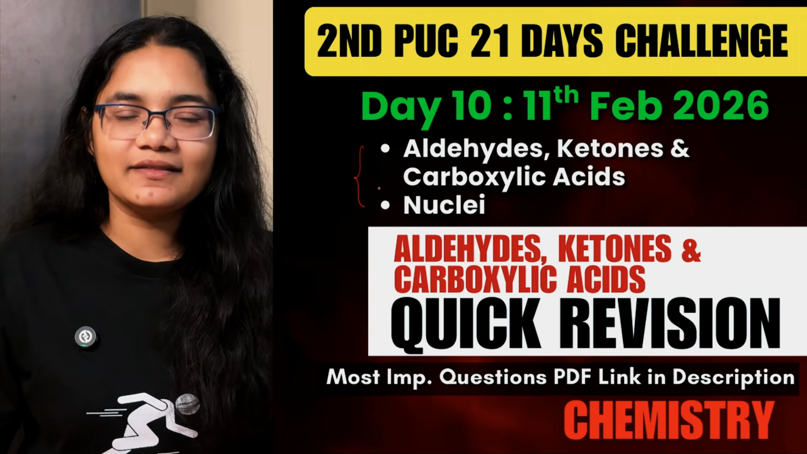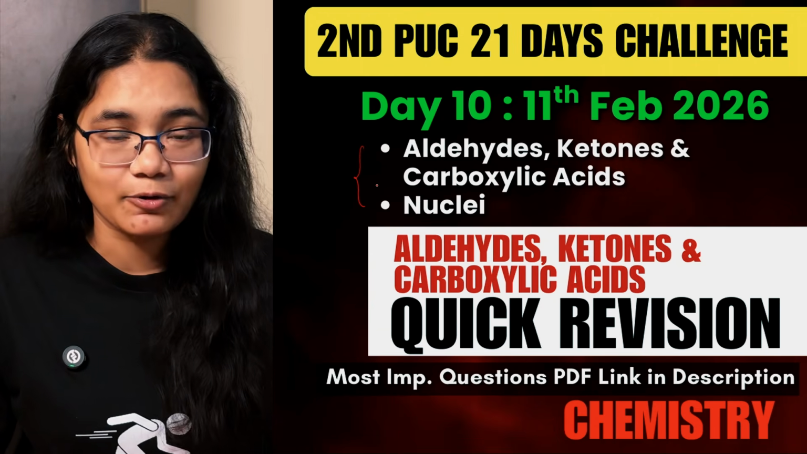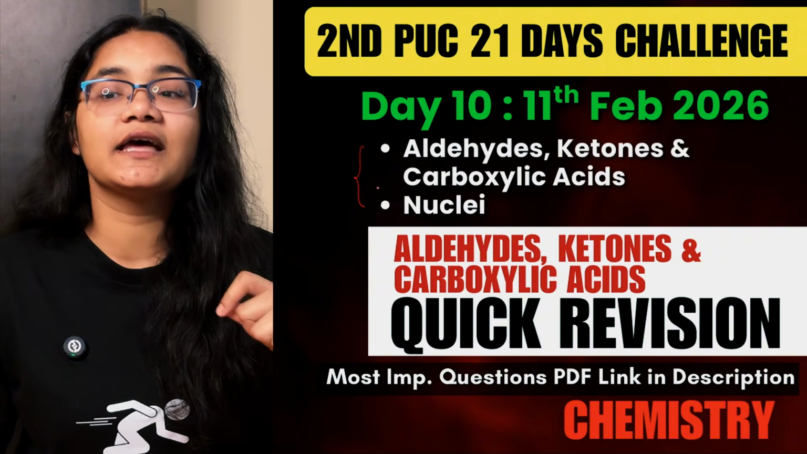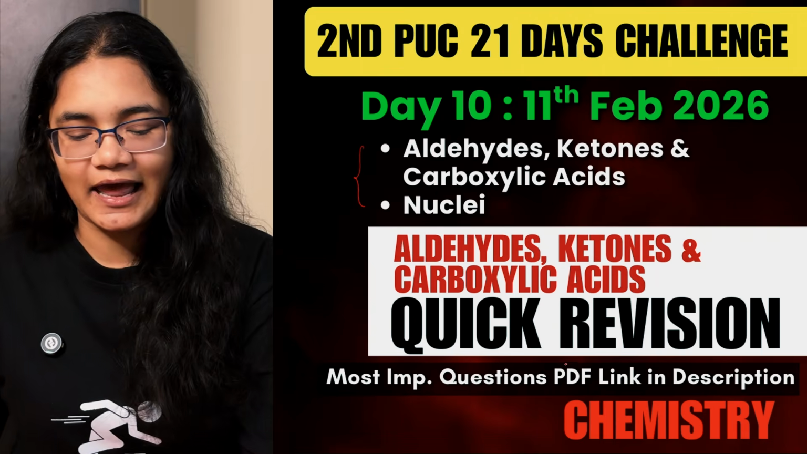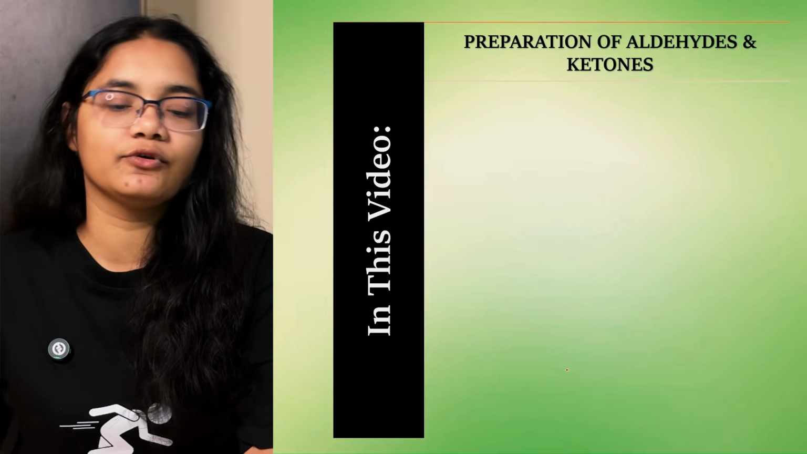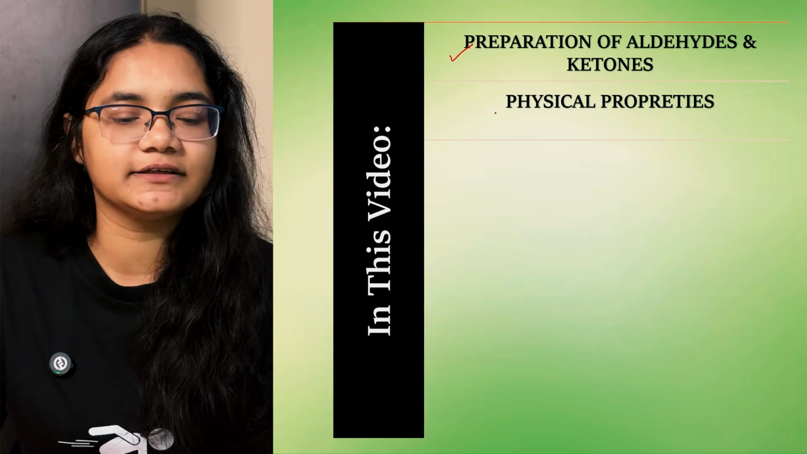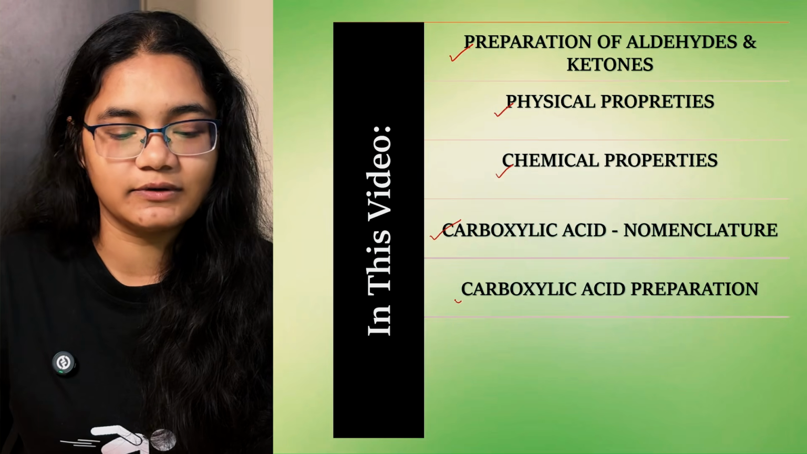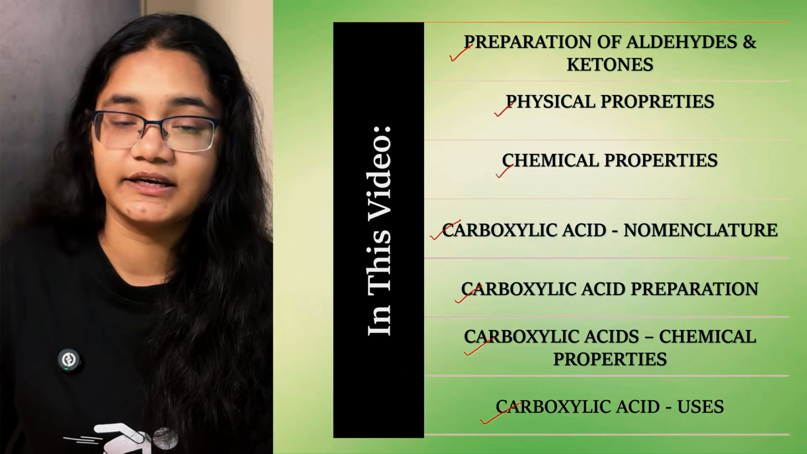any cost. Now in this video, we will be doing a quick revision of the chapter aldehydes, ketones and carboxylic acid, and we'll see what the important points, important reactions, important mechanisms are in this particular chapter. Okay, so let's get started, and first let's understand what we have to cover in today's chapter. First we will do the preparation of aldehydes and ketones, then their physical properties, chemical properties, then carboxylic acids: nomenclature, preparation, chemical properties and the uses of carboxylic acids.